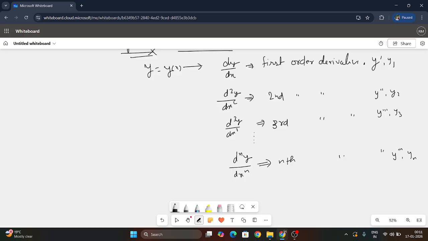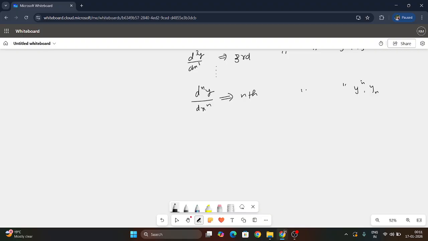Now you may wonder why this power n. Here n means n dashes. So these were the notations that we have discussed. Now let's take one problem and solve it.